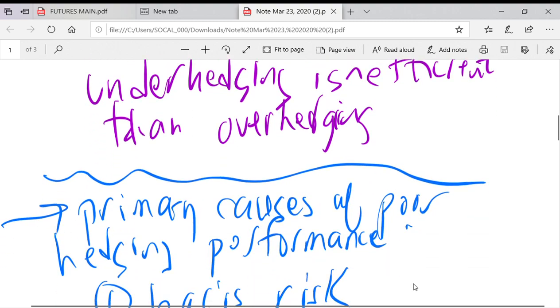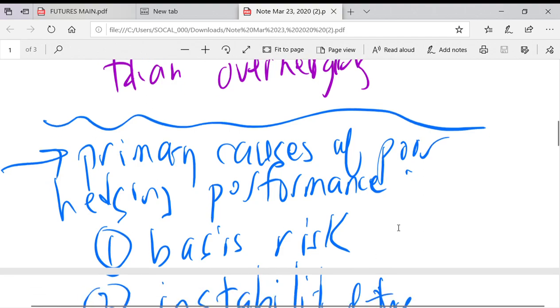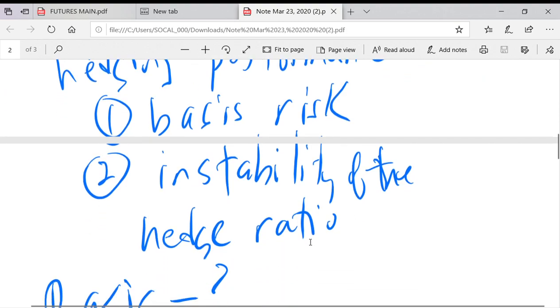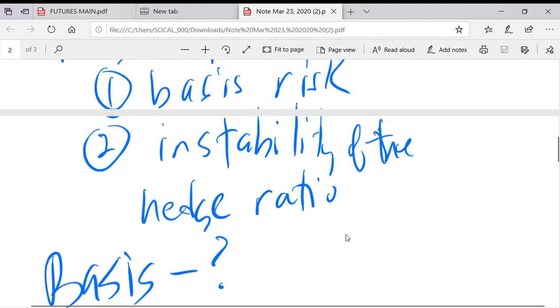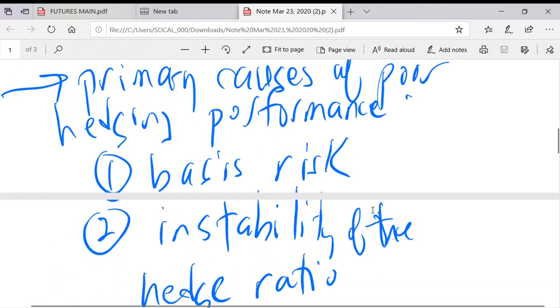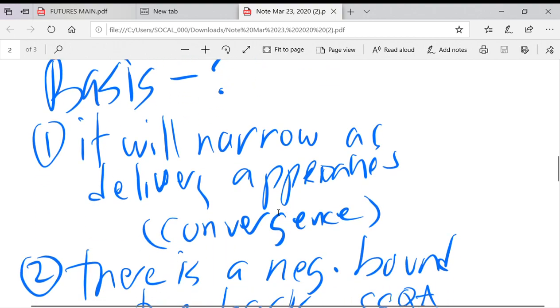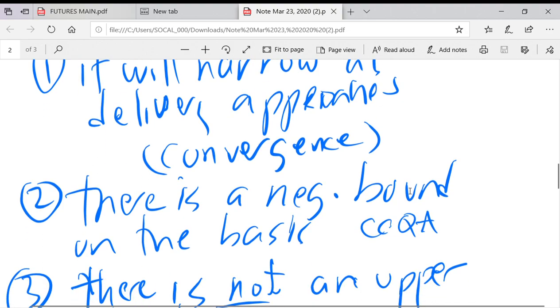So let's talk about primary causes of poor hedging performance, and there's two of them: basis risk, which we've talked about, and instability of the hedge ratio. Okay? And so let's focus on basis risk for a moment. What do we know about the basis? Well, we know the basis will narrow as delivery approaches. This is known as convergence. Okay, that's evidenced when we are hedging with the same commodity futures contract, which is generally ideal. That's as opposed to cross-hedging.